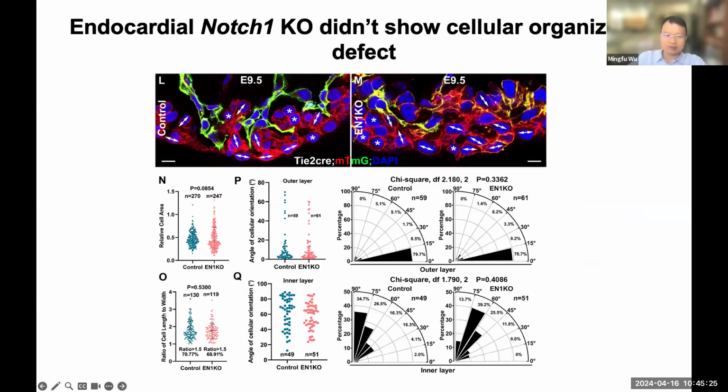What about the organization? So we knocked out Notch1 and examined the cellular orientation and the cellular size. And we found actually we didn't see the cellular orientation and organization defect. Here shows the orientation. We didn't see significant difference between control and knockout. And also for the perpendicular and the parallel, we didn't see difference there. Suggesting that endocardial Notch1 reduction in the B1KO is not a key factor for the cellular organization defect in the B1KO.